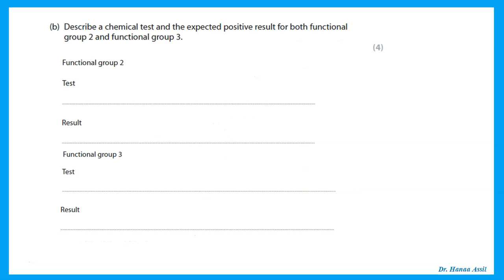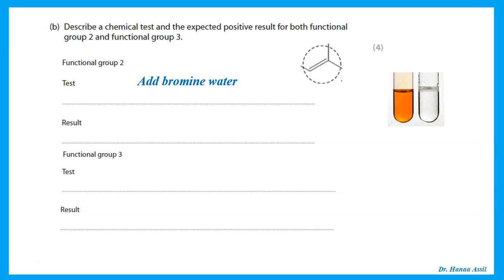Then the question says, describe a chemical test and the expected positive result for both functional group 2 and functional group 3. So what was functional group 2? That was the alkene. So what is the test for alkenes or test for unsaturation? We said we add bromine water. It turns from orange to colorless.